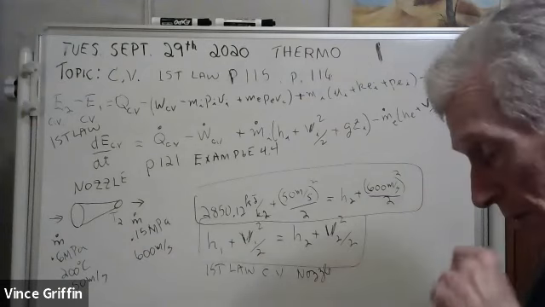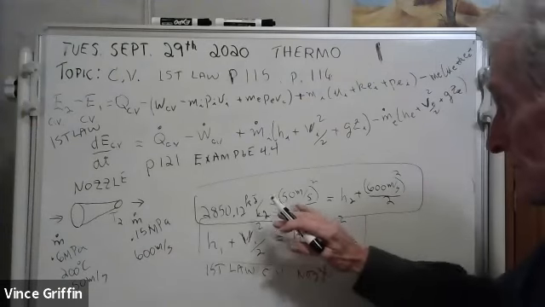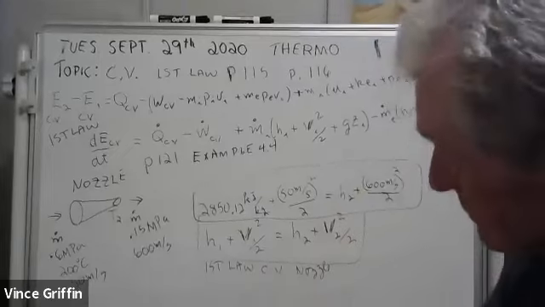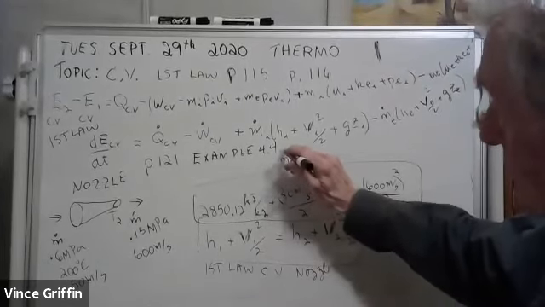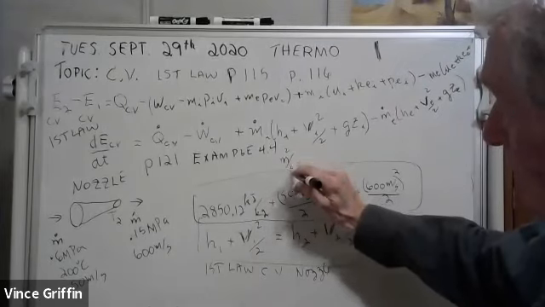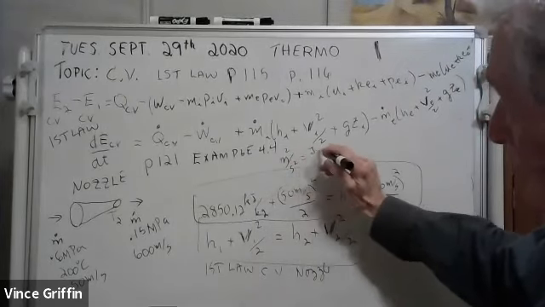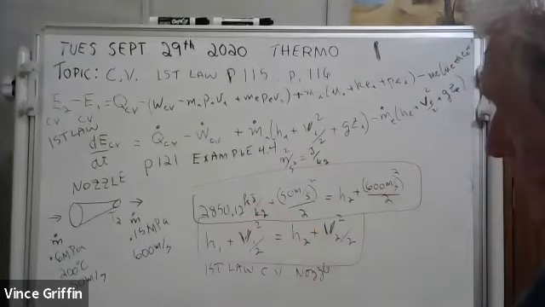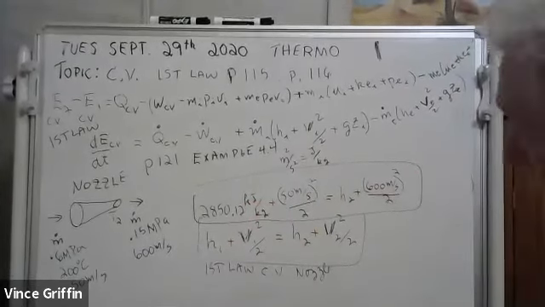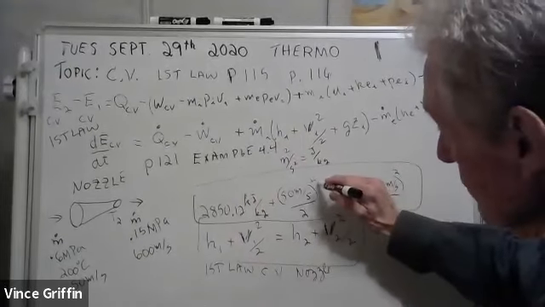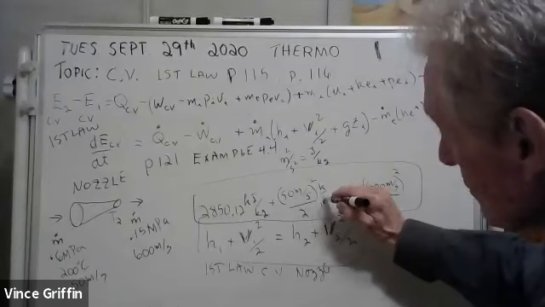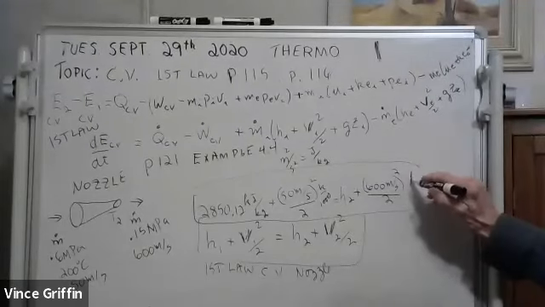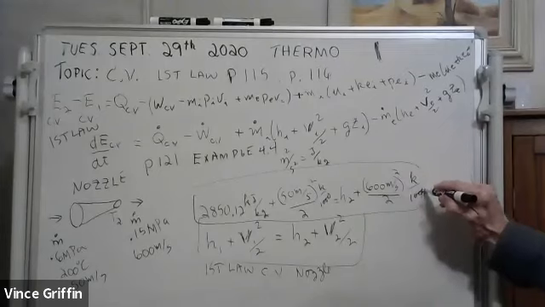But now here's the problem. If you look at these units, these are meters squared per second squared. These are kilojoules per kilogram. It turns out, and you can prove this, that a meter squared per second squared is equal to a joule per kilogram. We don't want joules per kilogram, we want kilojoules per kilogram. So to get kilojoules per kilogram, you have to do a little trick. You have to multiply this by a kilo and divide by 1,000. And you have to do the same thing here. You have to multiply this by a kilo and divide by 1,000.